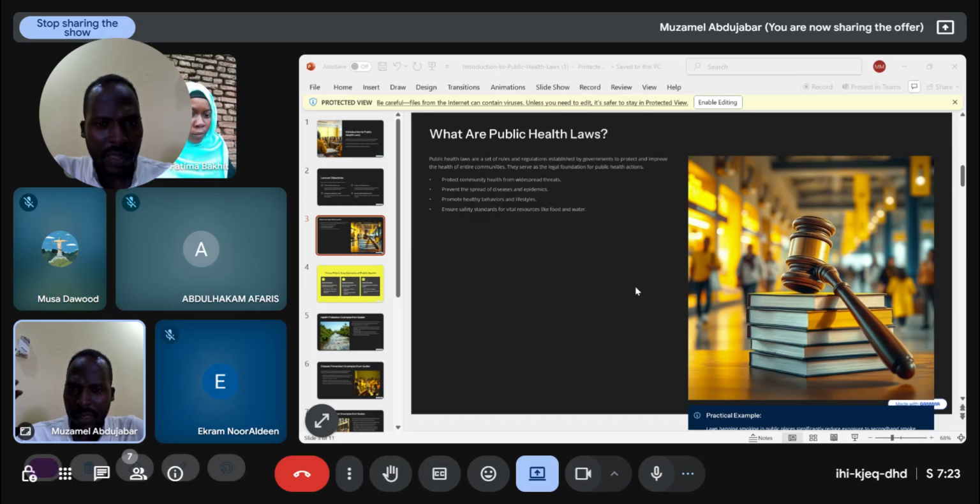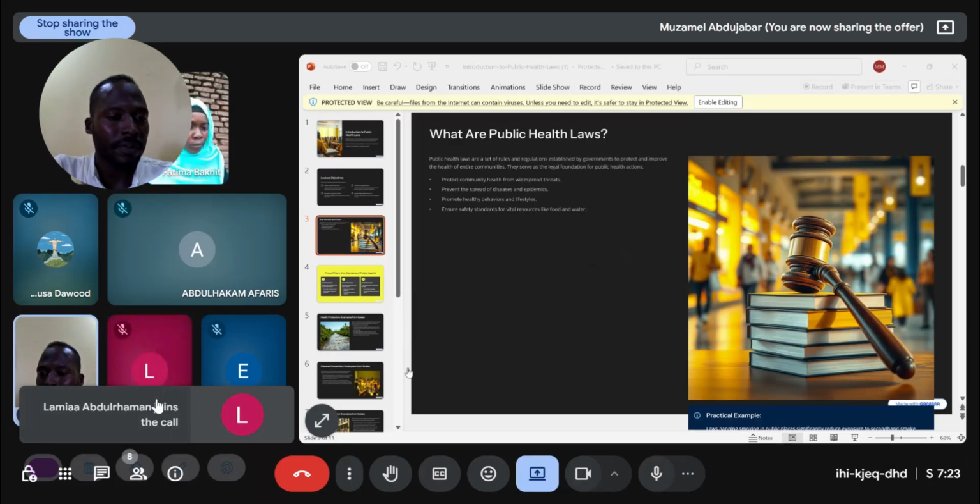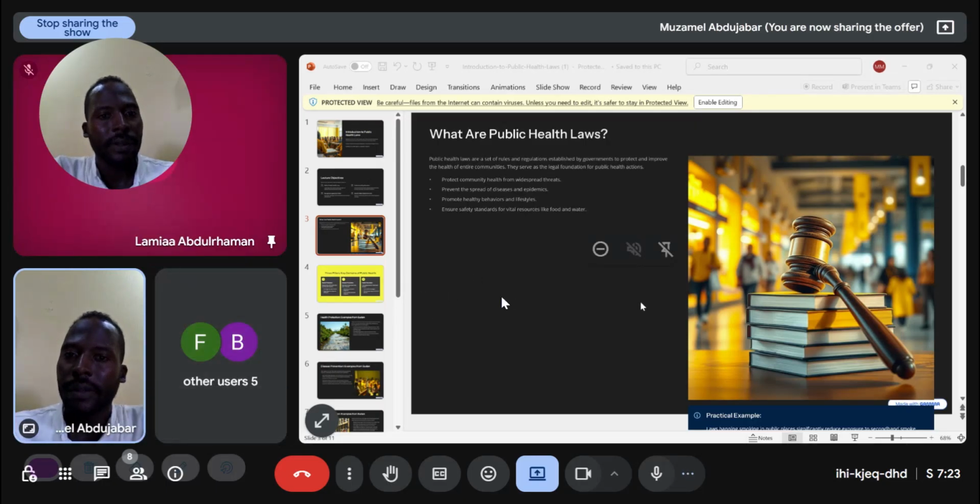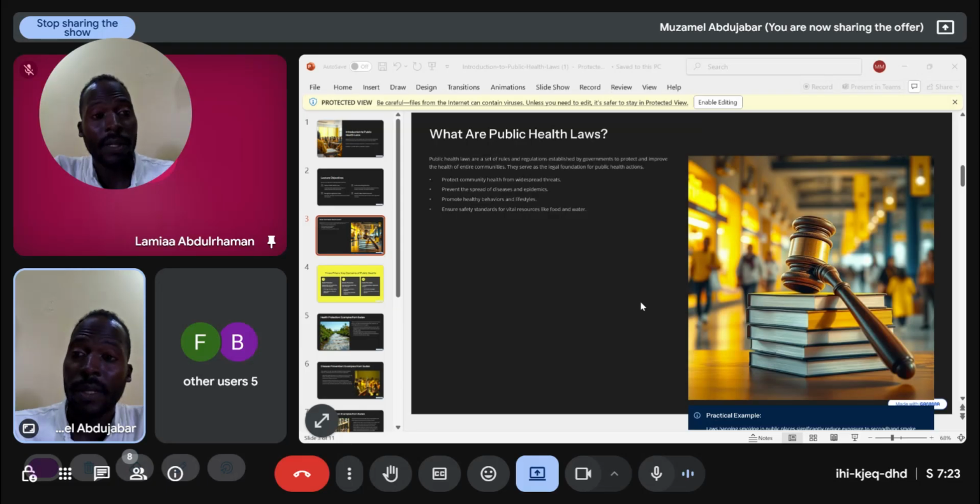Additionally, preventing the spread of disease and epidemics. There are public health laws that focus on how we can prevent our community from outbreaks or epidemics. As you know, one of the recent epidemics taking place right now in Sudan is cholera. The law can also help us to prevent this in our community.